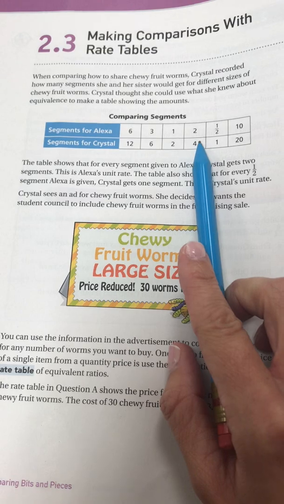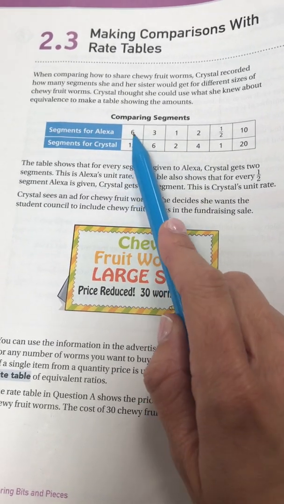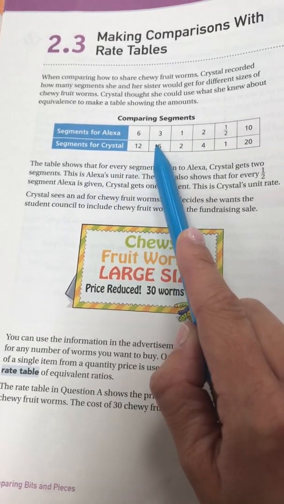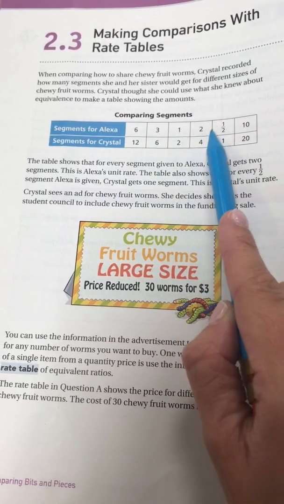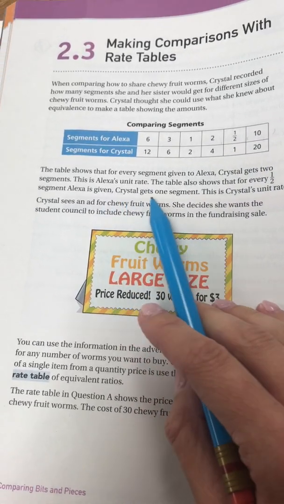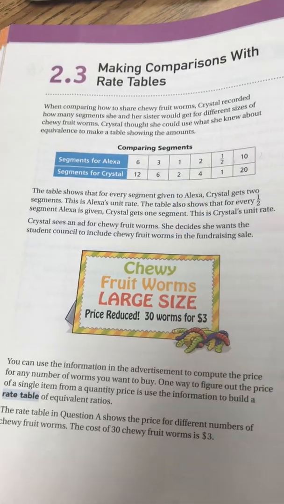So here's her table. Again, you can see Crystal was 12, Alexa was 6, so she gets 12 segments, she gets 6 segments. And then you can see the other equivalent ratios. The table shows that for every segment given to Alexa, Crystal gets 2 segments. This is Alexa's unit rate.